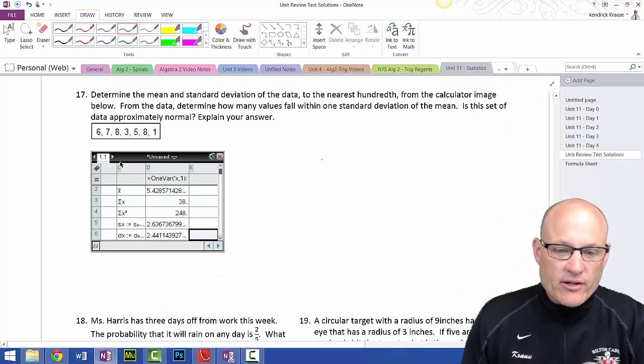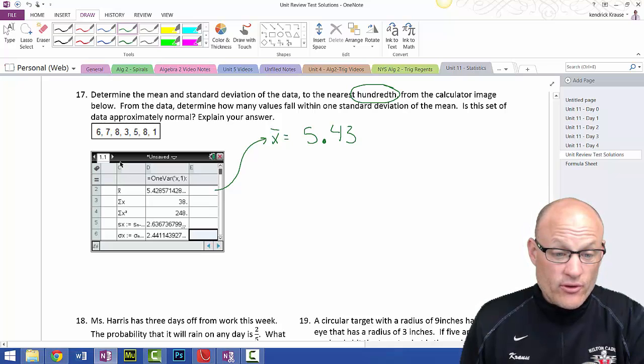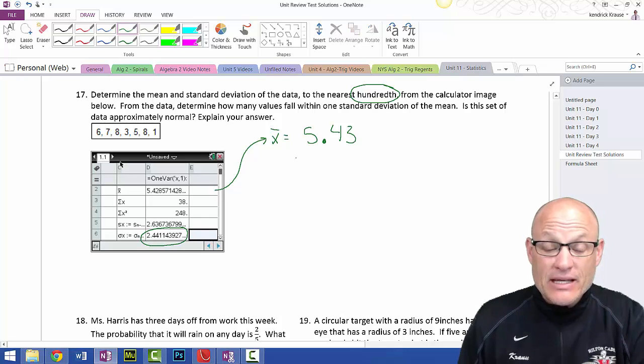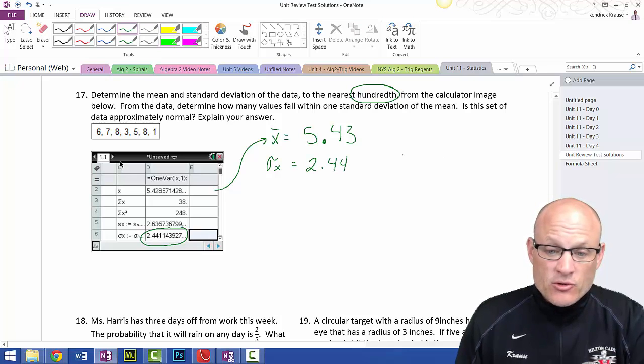Determine the mean and standard deviation of the data. Well, the mean's really easy. It's right here. X bar is equal to, and it's rounded to the nearest hundredths, 5.43. And because this did not say the word sample anywhere in this problem, we're going to use our population standard deviation, sigma x, and that's 2.44.